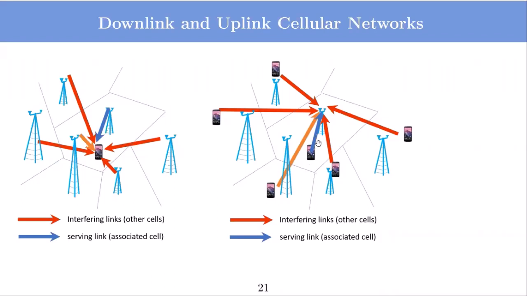And the uplink, it's the opposite way. The user communicates to the base station tower, and the other users in different cells are also communicating. So interference occurs at the base station from different users.